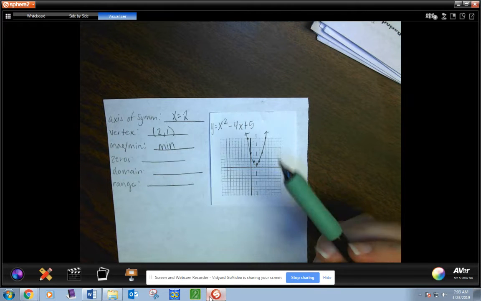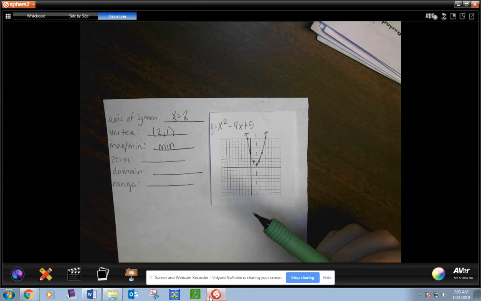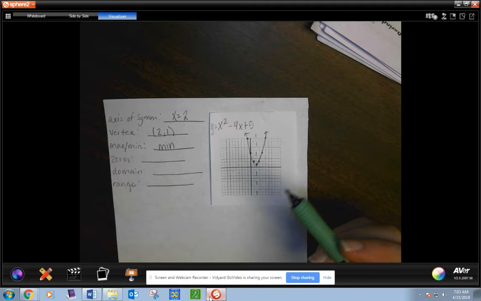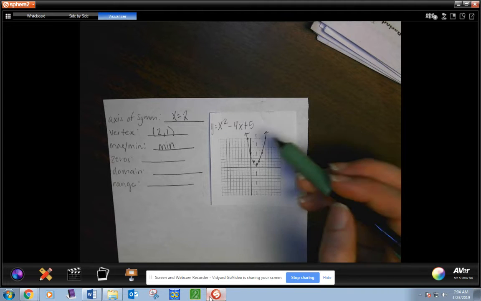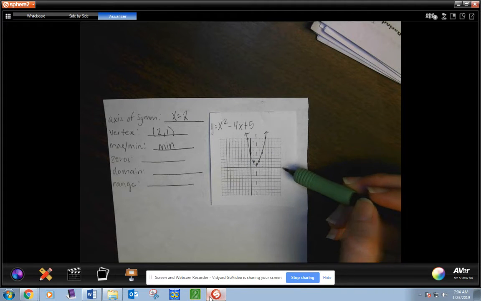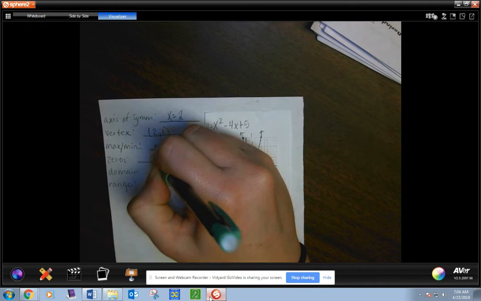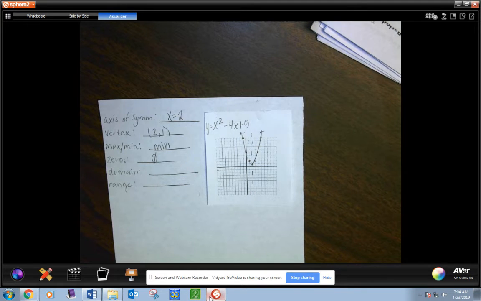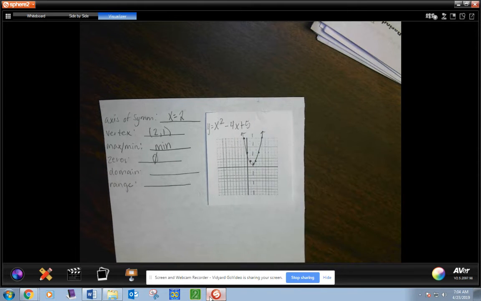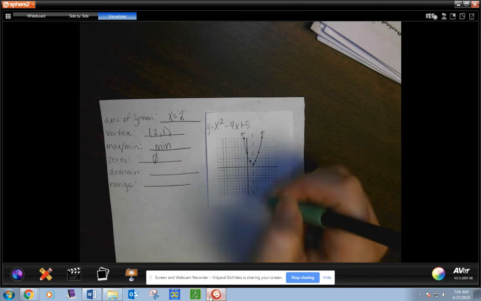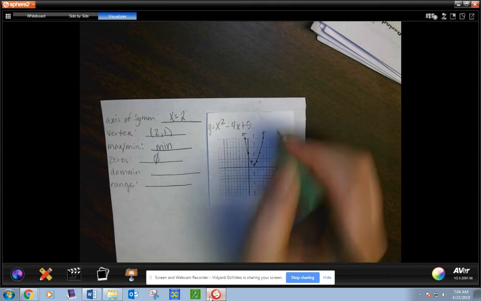Okay, zeros are the same things as roots, solutions, and x-intercepts. And so therefore you're looking to see where it crosses the x-axis. This doesn't cross the x-axis, so there are no solutions. The domain is how far left it can go and how far right it can go. This graph can go left forever and it can go right forever. So my domain is all real numbers.